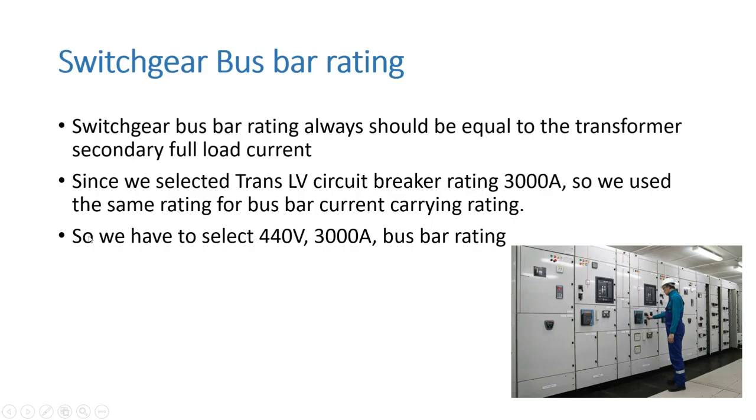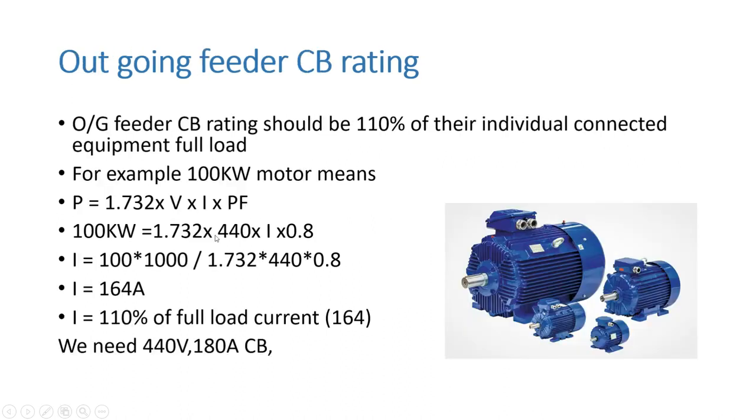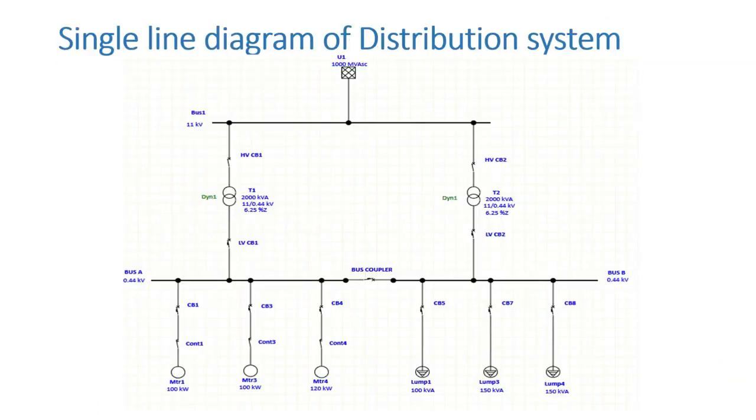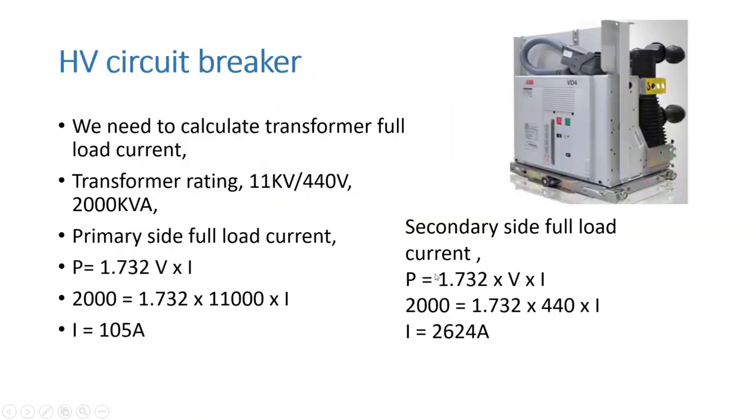Now the final one, the outgoing feeder circuit breaker rating. For outgoing feeder circuit breaker sizing, you have to consider the individual connected equipment load. For example, in this single line diagram, the first outgoing feeder is connected to a motor feeder with 100 kilowatt capacity. So we need to find this circuit breaker rating based on the motor full load current. I will explain how to calculate it.